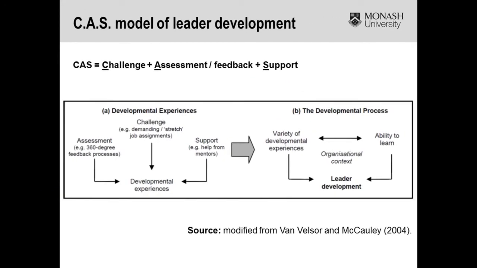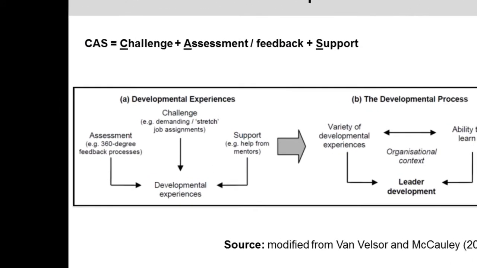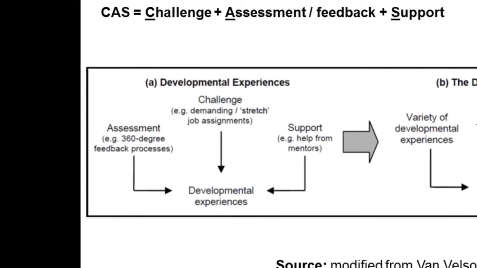The second principle is the so-called CAS model of leader development. The CAS is an acronym. It stands for Challenge, Assessment and Support. So the idea here is if we're engaging in any form of leadership development activity, we really want to have 3 things happening together. The first is challenge, so we want to stretch ourselves, try some new things.